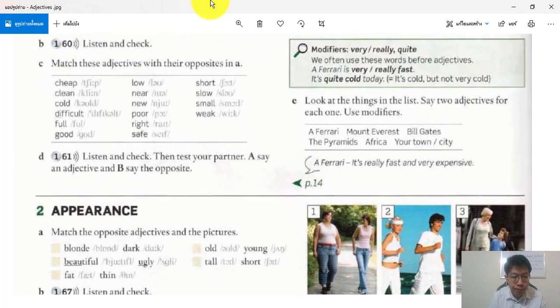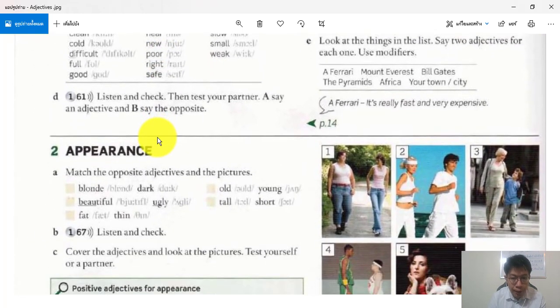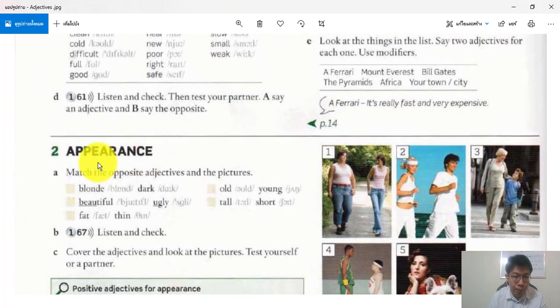And there's more adjectives related to appearance. Appearance refers to the way people look. Sometimes we can describe people or things by the outside look, which is called appearance. So we also use adjectives to describe such a thing.